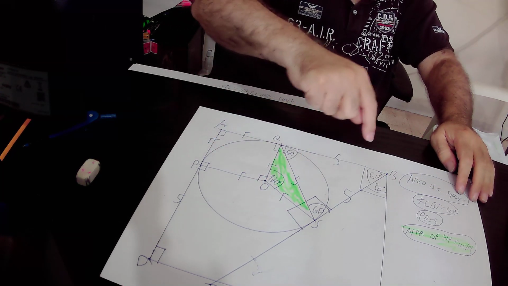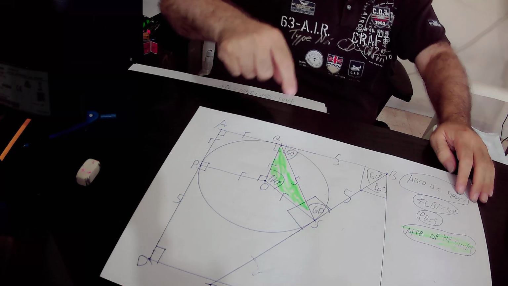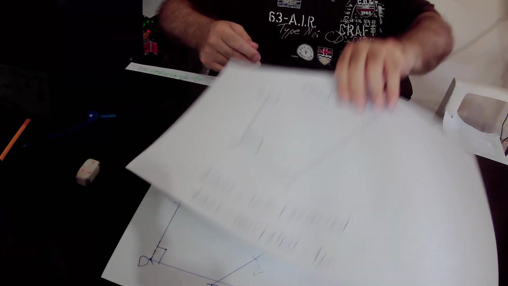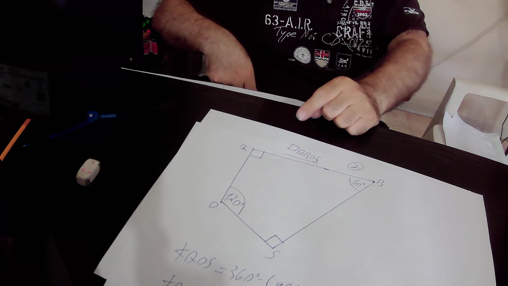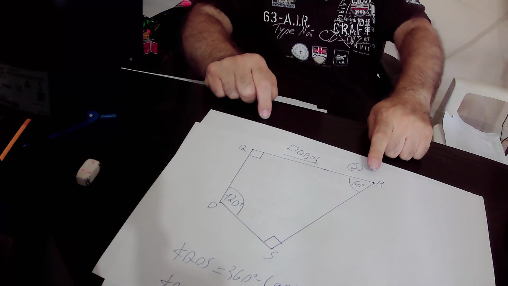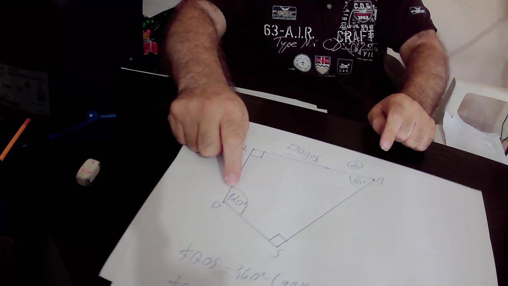Then I copied quadrilateral QBOS in the new page and we analyze quadrilateral QBOS. So this is quadrilateral QBOS that I copied from the original drawing. Those two angles are both equal to 90 degrees. This angle equals 60 degrees. So what is the size of the missing angle?